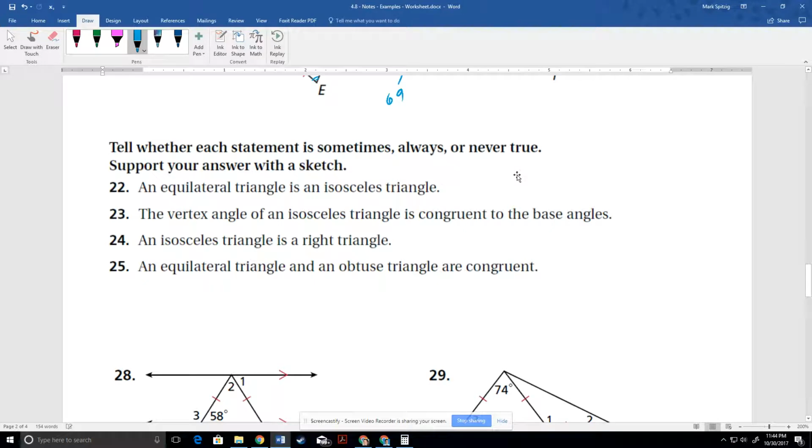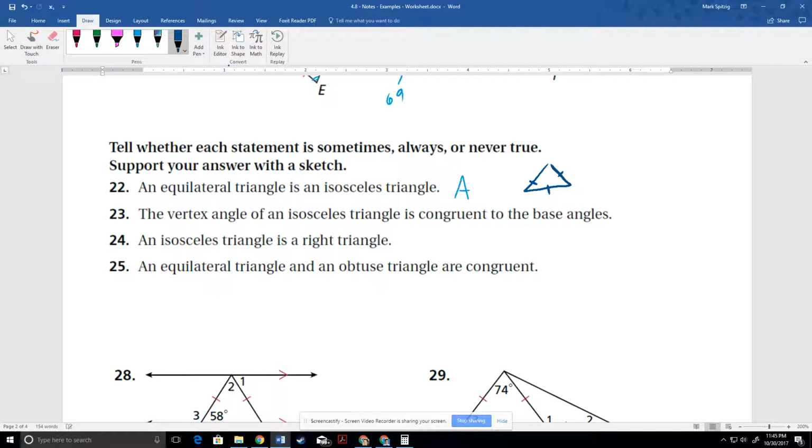So tell whether each statement is sometimes, always, or never true. All right, so an equilateral triangle is an isosceles triangle. That is always true, right? That's always true because, by definition, if it's equilateral, we know that at least two sides are congruent, which meets the definition of isosceles.